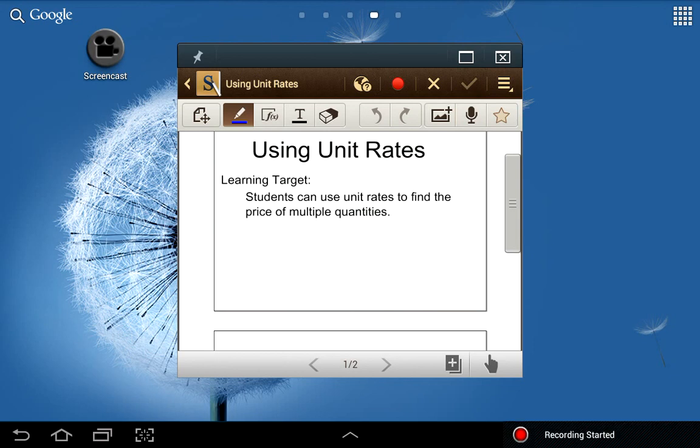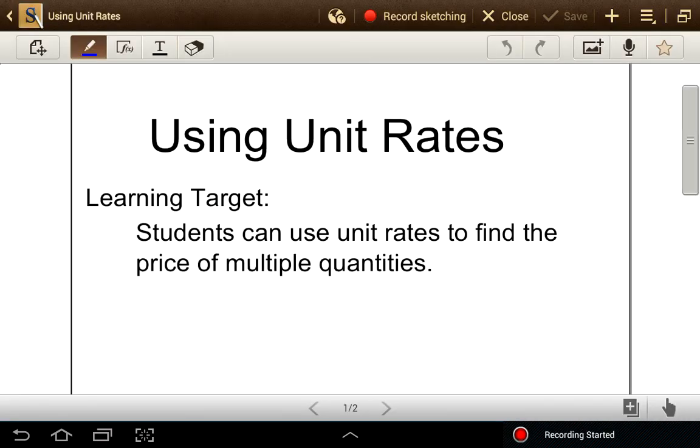Using unit rates, that's what we're going to do today. So yesterday we found out how to find unit rates. Today we're going to use the unit rates to answer problems. So your learning target is students can use unit rates to find the price of multiple quantities.